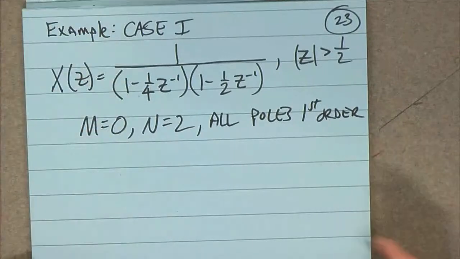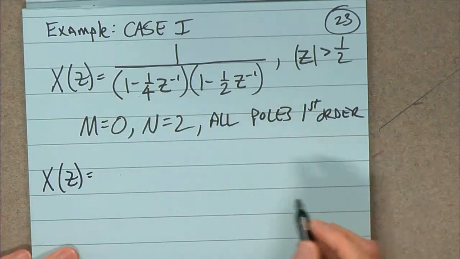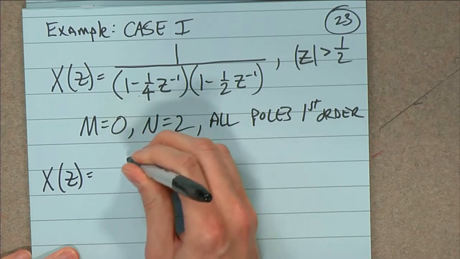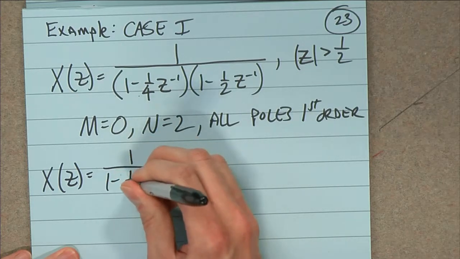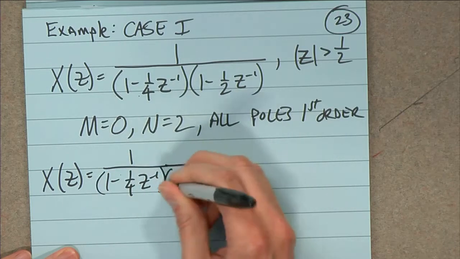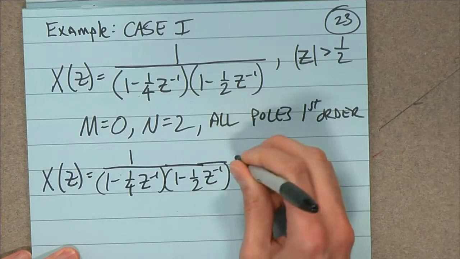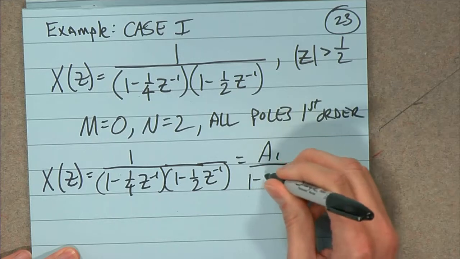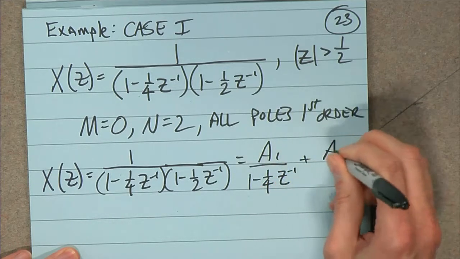So let's say, well, we can write x of z as 1 over 1 minus 1/4 z inverse times 1 minus 1/2 z inverse, which equals a sub 1 plus a sub 2.